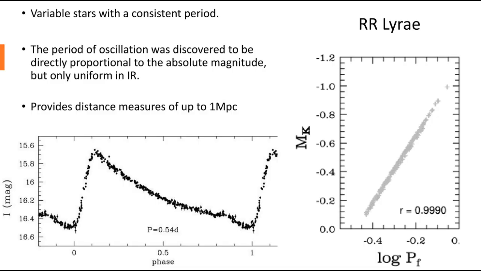And this works for distances up to 1 megaparsec. So remember, 1 parsec was the distance that something is away if it has 1 arcsecond of parallax. So this is a megaparsec, so it's 1,000,000 times farther than that.